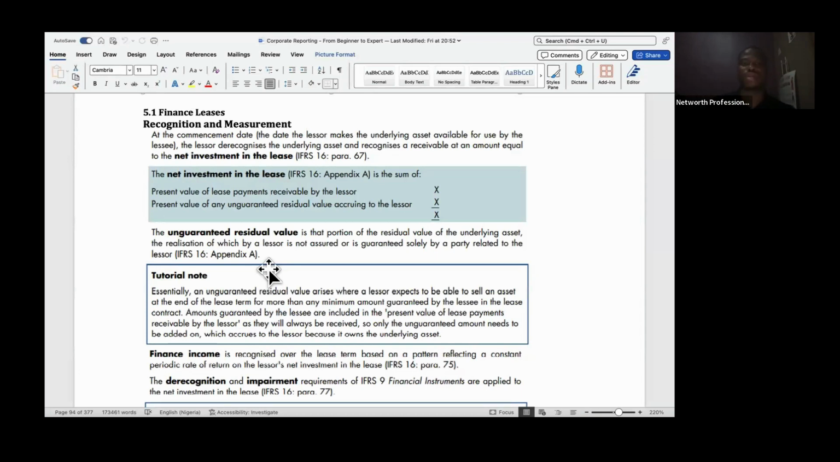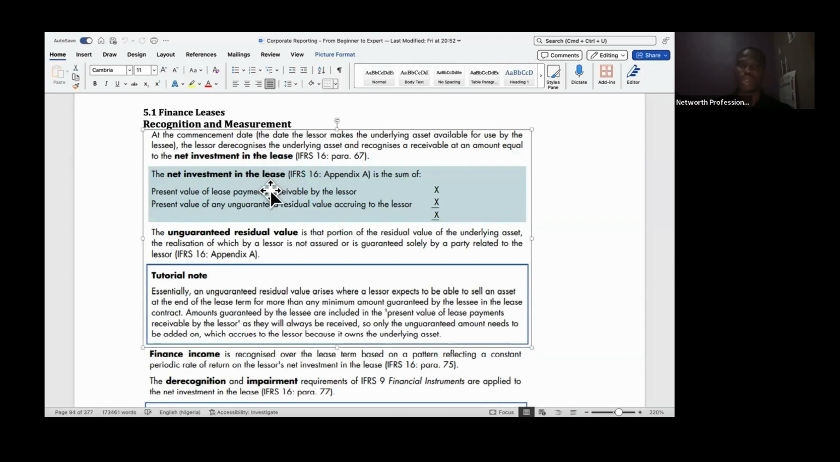So most likely you're going to create a new account, and that account is called net investment in the lease. Net investment in the lease. Sometimes they call it lease receivable. So this is quite straightforward in the sense that what these accounts will now show is the rent you are expecting from the lessee.